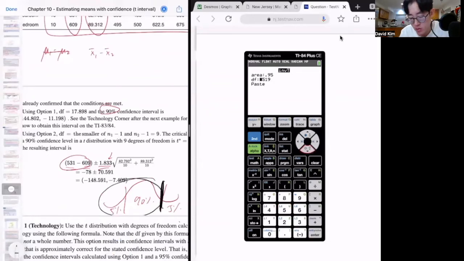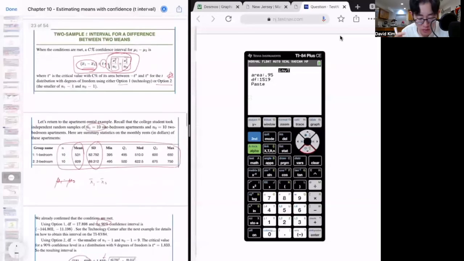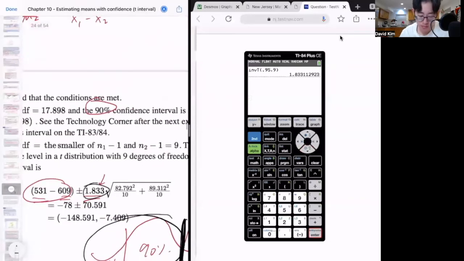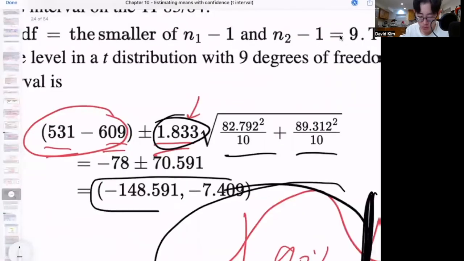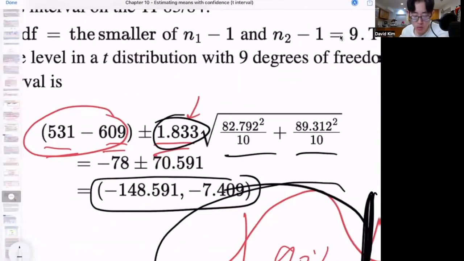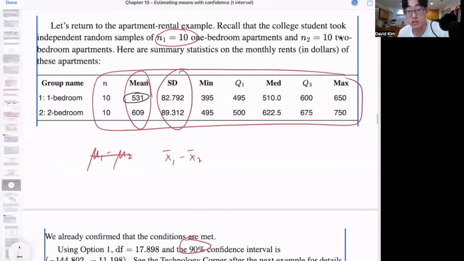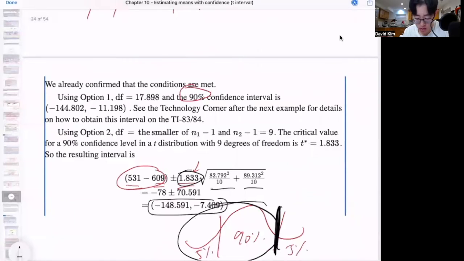Degrees of freedom, well, both of them consist of less than 10. So we're going to just press 9, press paste, and then you're going to get 1.833. That is going to be your t star value. And obviously, the standard deviations for sample 1 and sample 2, you can plug them in. And then eventually, you'll find this interval. So we have negative 148.591 to negative 7.409. Now, obviously, the rent for a 1 bedroom apartment has to be smaller than the 2 bedroom, so it gives you a negative number for the interval.